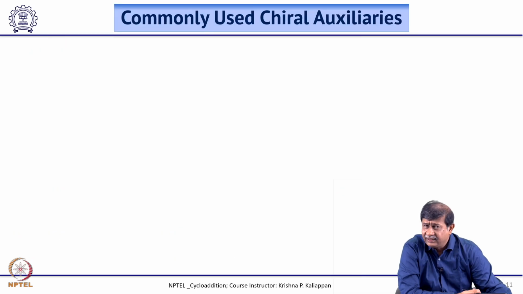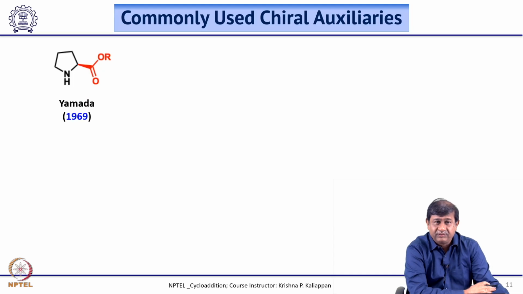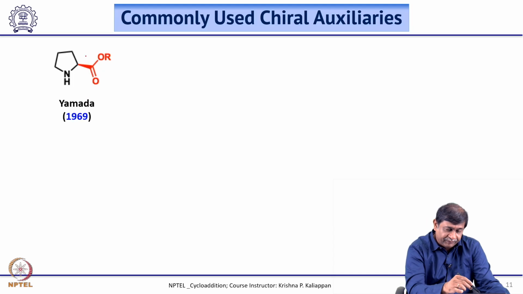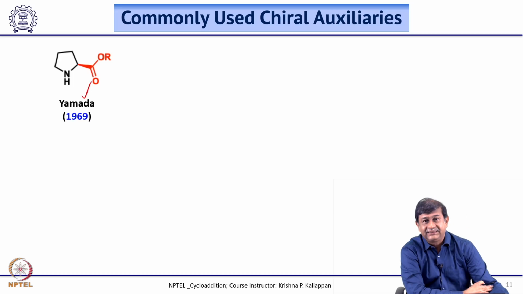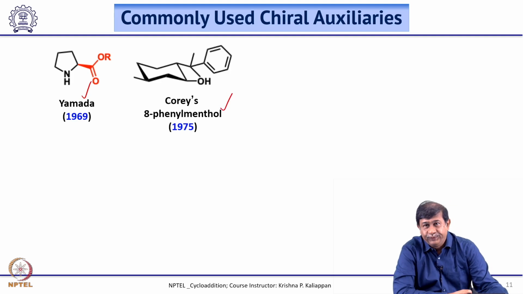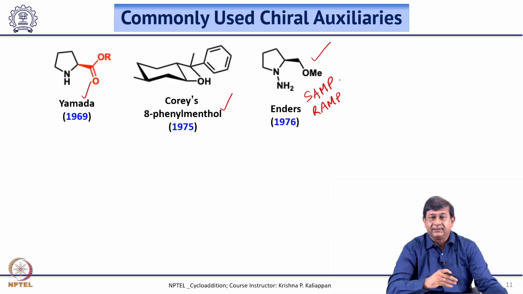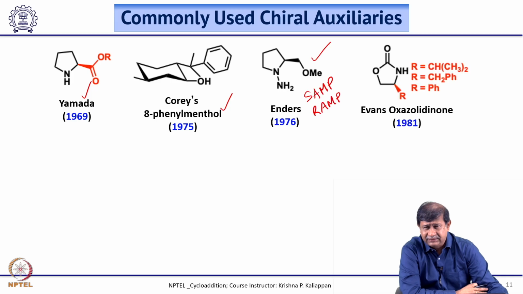So, there are many chiral auxiliaries known in the literature. Let us talk about a few. The first one reported was from proline, reported by Yamada in 1969, and 6 years later Corey used a very famous 8-phenyl menthol, prepared from pulegone, another commercially available monoterpene. Then Dieter Enders a year later prepared and used these very interesting hydrazones called SAMP and RAMP hydrazones, not only in Diels-Alder reaction but also in many asymmetric reactions.